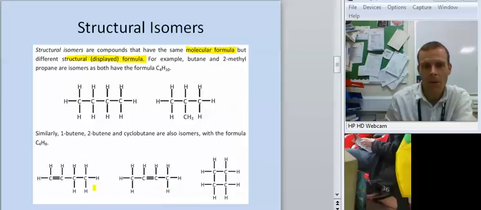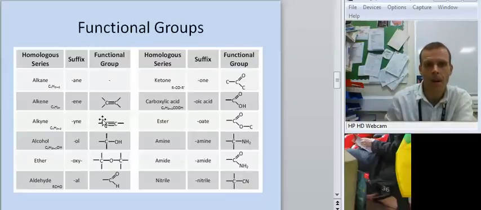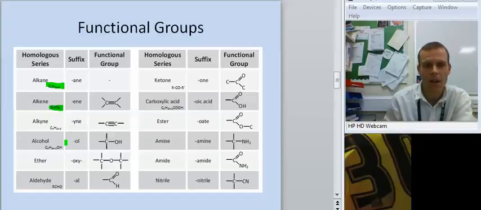Interestingly, using that C4H8, another isomer would be a cycloalkane. There's a ring structure there. These are the functional groups that we need to be familiar with, and you can see that some of them have been assigned general formulae. So if we know here we've got 5 carbons and it's an alkene, we'd expect to see 10 hydrogens. So you can look through those.